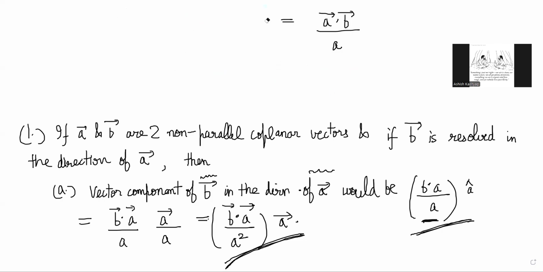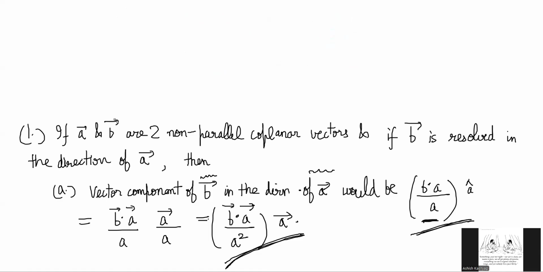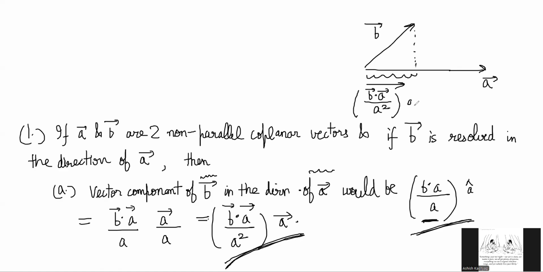So far what we have done is we have understood the vector component of B vector in the direction of A. B vector is this. A vector is this. I have figured out my projection. This is my length of projection, and this vector is the vector component of B in the direction of A. And this is coming out to be B dot A by A square multiplied by A vector, right?